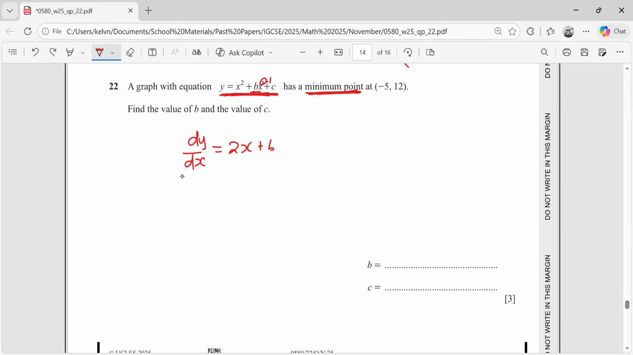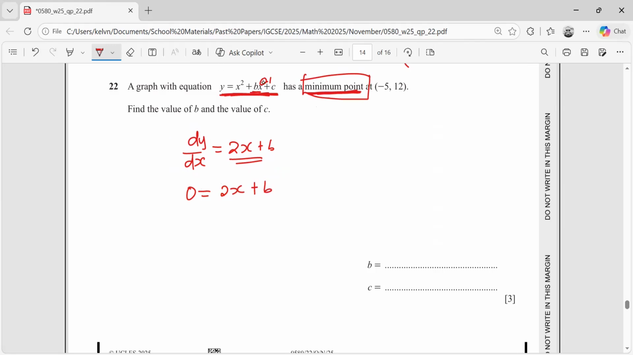Now we know this is our derivative, or our gradient function. And when we talk about a minimum point, this is the point whereby the gradient is 0. So I'm going to equate this with 0 because we already know the gradient, and this is our gradient function. I'm just going to write 0 there, then 2x plus b.